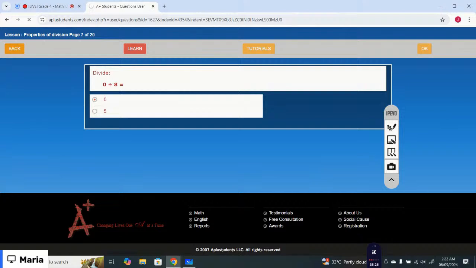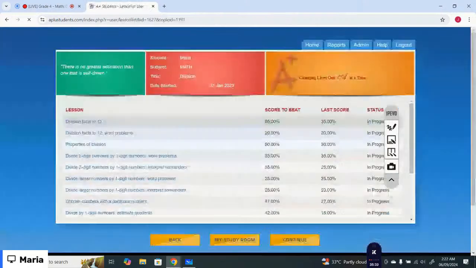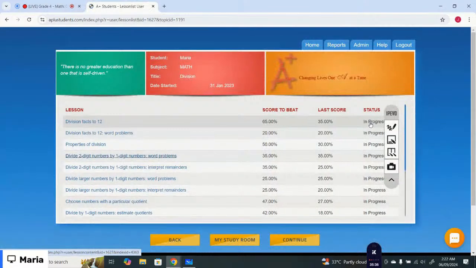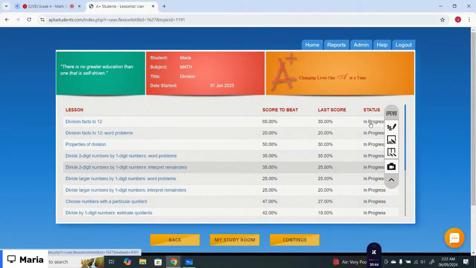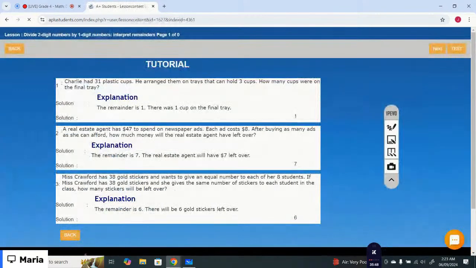And the next lesson is divide two-digit numbers by one-digit numbers. Word problems. You can do the word problems on your own. Let's just start with the next lesson, that is divide two-digit numbers by one-digit numbers. Interpret remainders. So let's just start with the lesson.